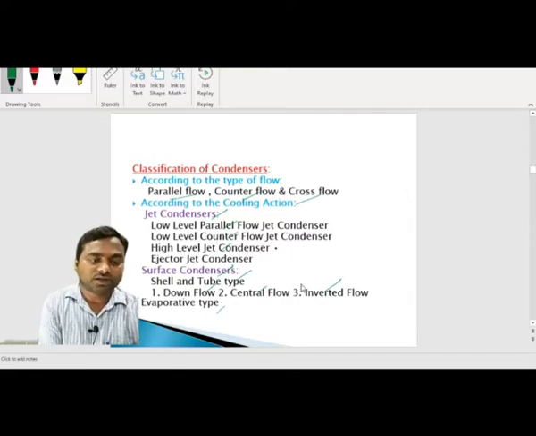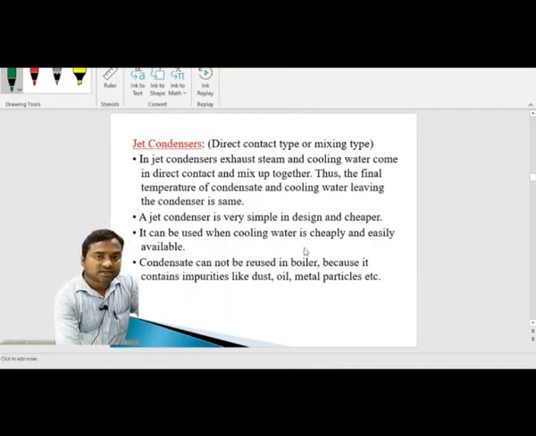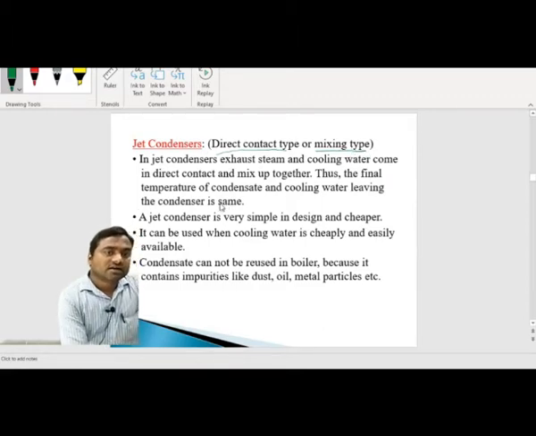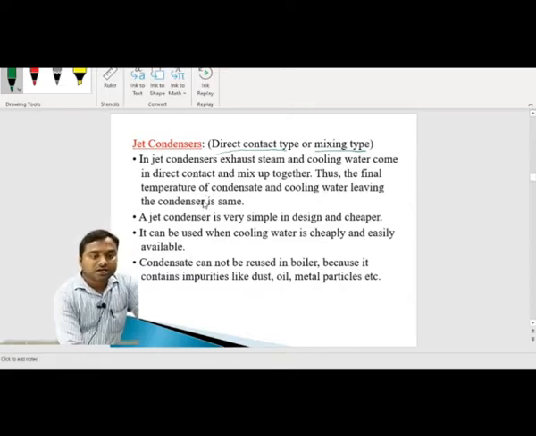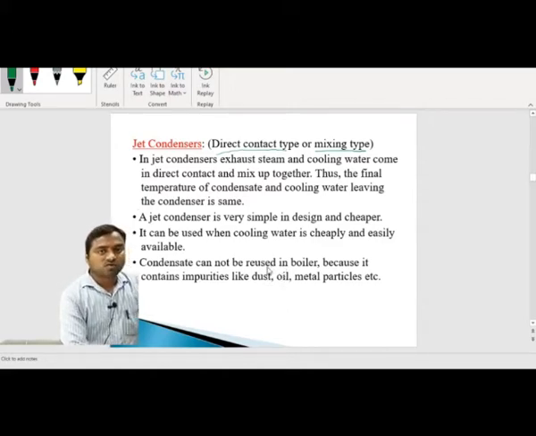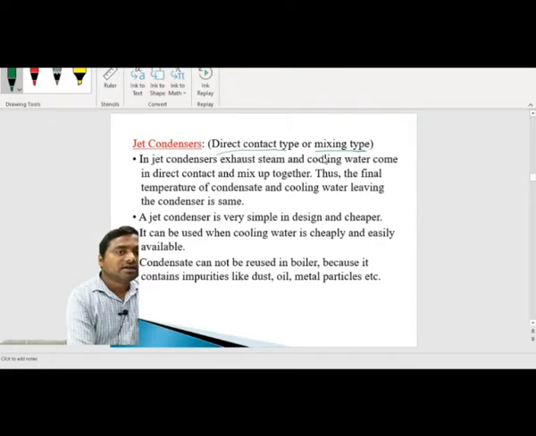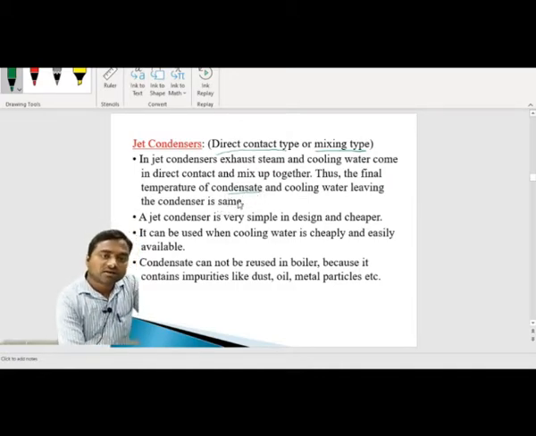Coming to the jet condensers, as I said, they are also called direct contact type or mixing type of condensers. The cooling water mixes directly with the hot steam. There is no separation of the two fluids while heat is exchanged from the hot steam to the cold cooling water; they mix directly. So the final condensate coming out of the condenser has the same temperature as the cooling water which you are circulating.